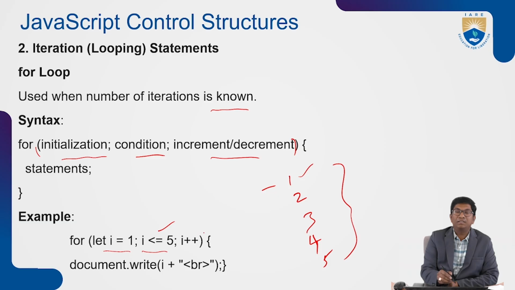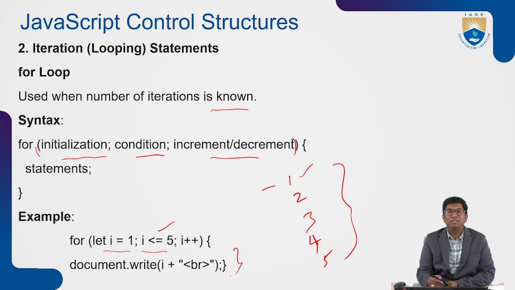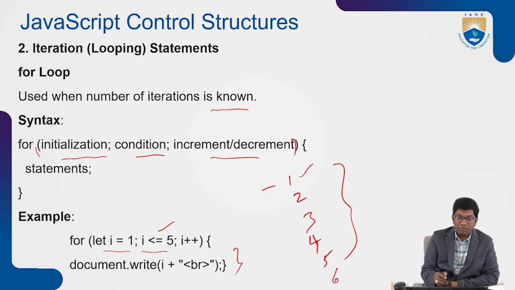Next, increment. Initially the value is 1, then it moves to the second iteration, third iteration, fourth. So in each iteration it executes the block of code. If the condition fails, when the i value becomes 6, it terminates the looping iteration. So every time it displays document.write i plus. So first it displays 1.